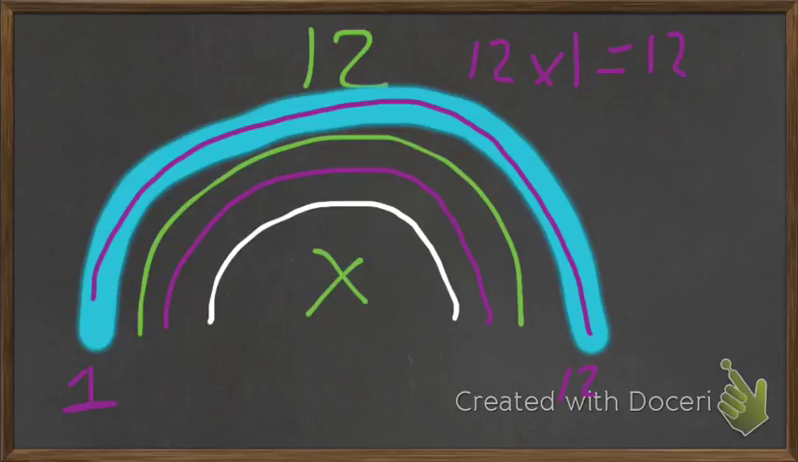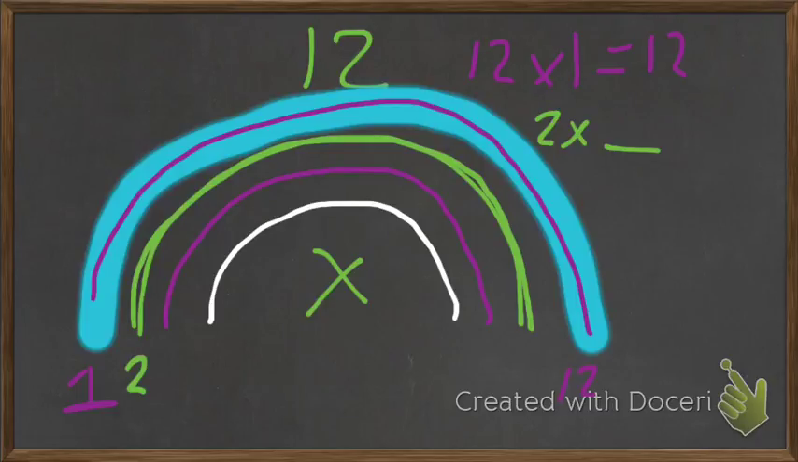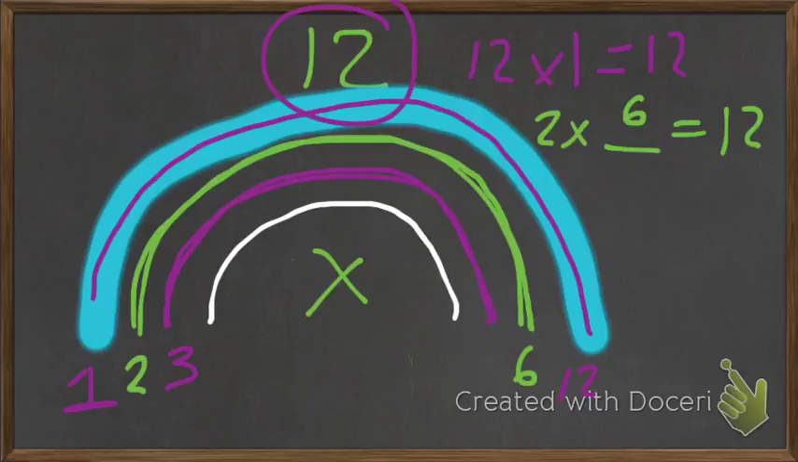If we do the same for the number 2, for example, 2 will go along the green line of our rainbow. What number multiplied by 2 gives us 12? 2 multiplied by something gives us 12. And the answer to that is 6. So 6 will go here. Now, the next factor of the number 12 would be 3. 3 going along this purple line, 3 multiplied by what gives us 12? The answer to that is 4. So the other side gets 4.